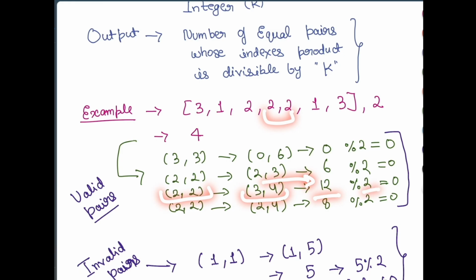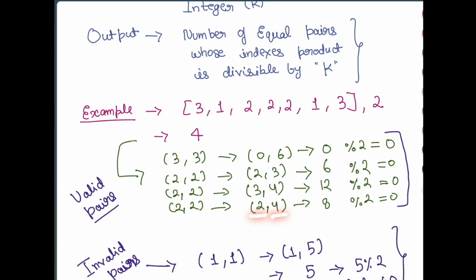12 is also divisible by 2. So this is also a valid pair. The other one is 2, 2, which is at index number 2 and index number 4. Now you will notice that every time I am taking unique indexes, right? I am not repeating any index pair, and neither am I repeating the indexes as well, right? So I cannot say 2, 4 again because I have already counted it, and I cannot say 2, 2 as an index because I cannot take the same number twice.